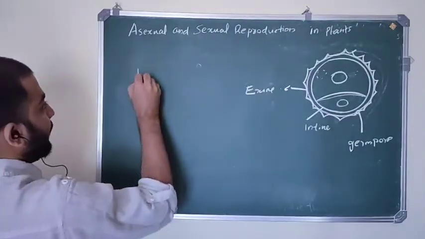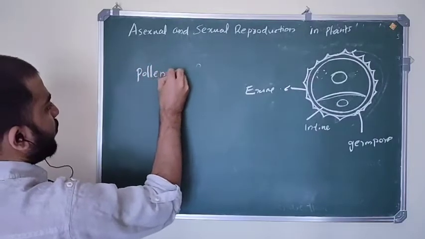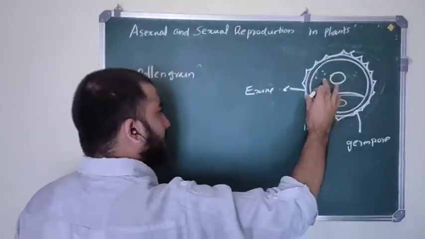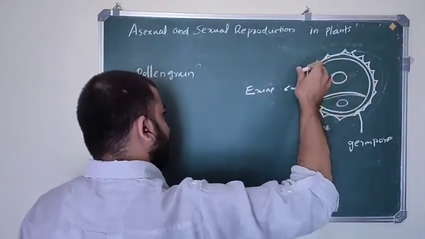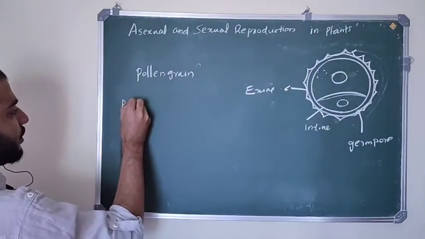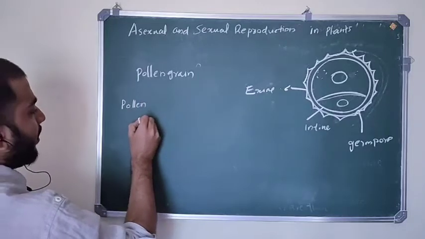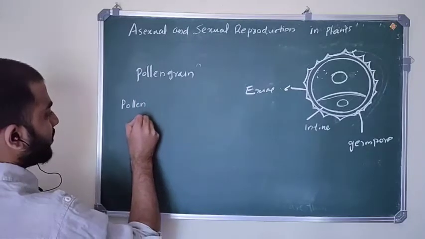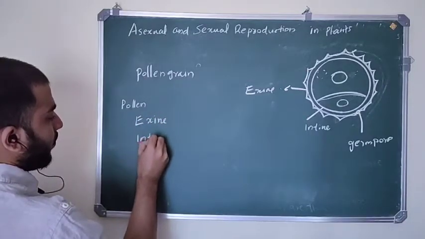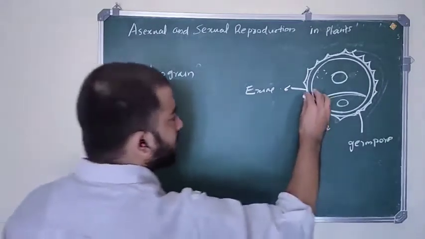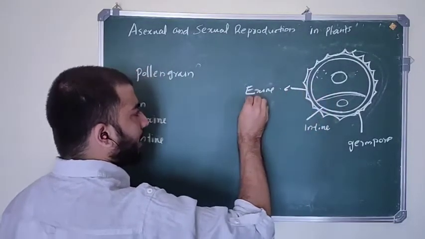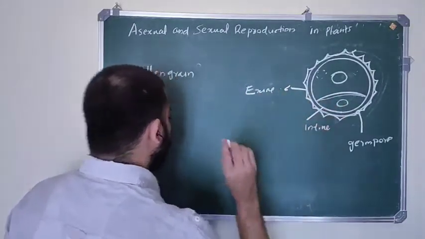The pollen grain has dense cytoplasm, which is surrounded by a pollen wall, and this pollen wall is differentiated into two layers. The outer layer is called exine and the inner layer is called intine. So this is the pollen wall, and it has two layers.